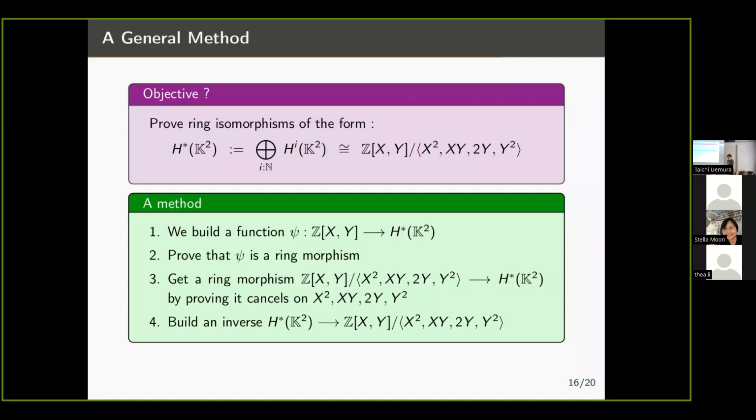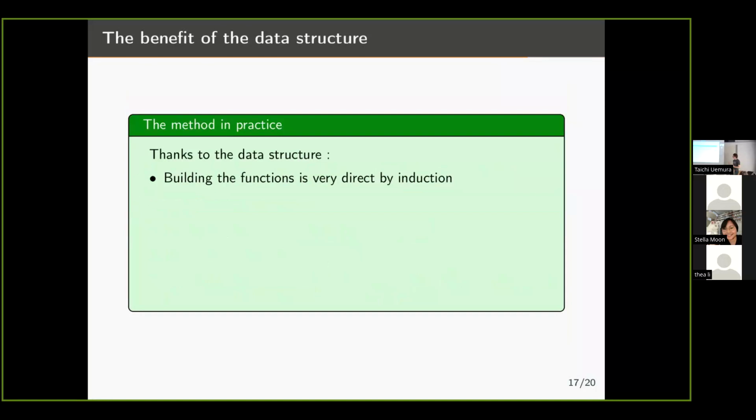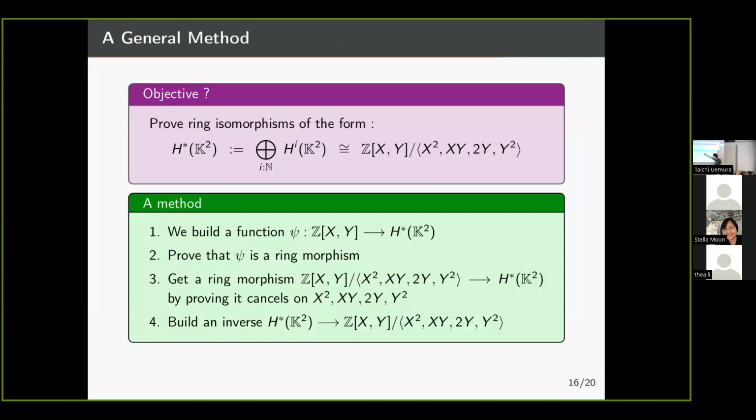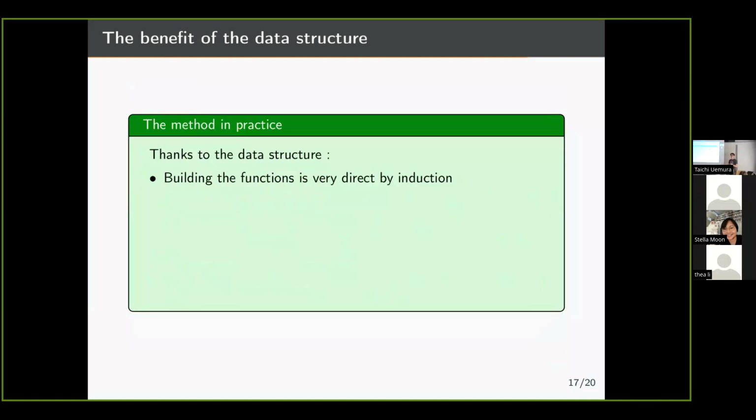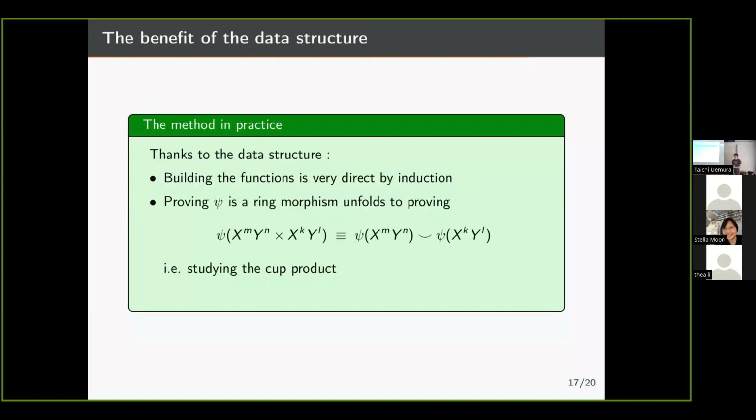So how does it work here? Well, what is really nice is that because of the data structure, you now have the same definition for the cohomology ring and the multivariate polynomials. So you're going to have 0 on 0, plus on plus, and you will just have to handle the base case, which is what you want to look at. Moreover, proving that C is a ring morphism involves proving that C respects the product. So basically, that the product of the ring that you're trying to prove isomorphic to is preserved compared to the cup product.